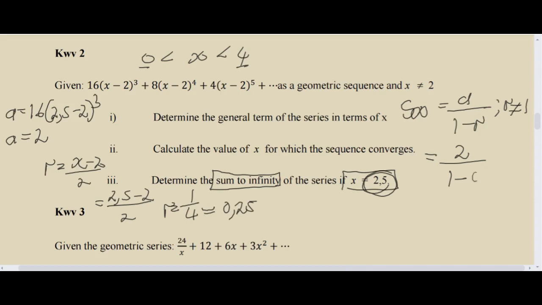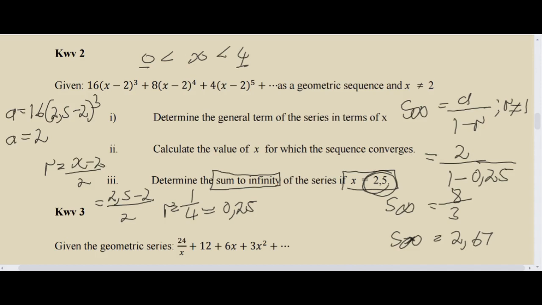So that's 1 minus 0.25. Right, so the sum to infinity is 2 over 1 minus 0.25. Let's punch that, 2 over 1 minus 0.25. That gives us a value of 8 over 3. So that's our sum to infinity. Or if you wish, you can write it in decimals and then just press S to D. This will give us 2.67. So that becomes your sum to infinity for the series that we have here.